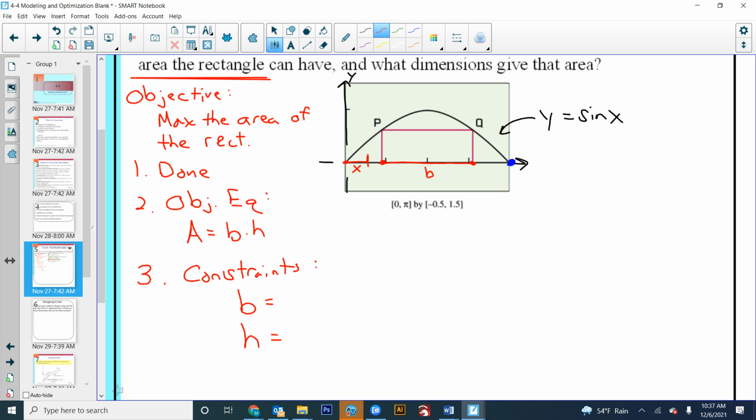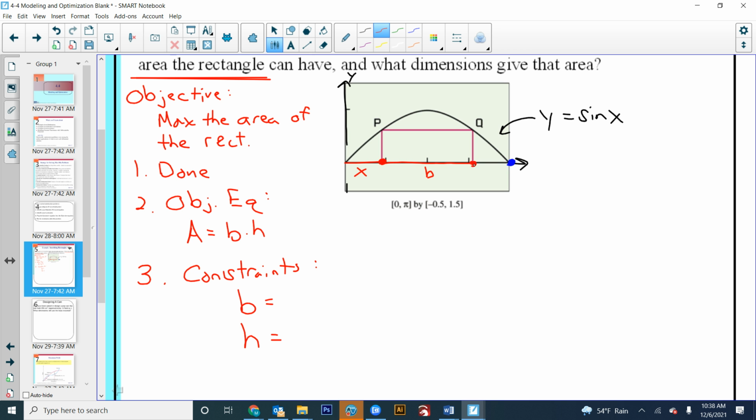So don't call b, don't call it x. Because is b a distance from the origin? No, but base it on what x is. What if this point down here, what if we say this point is x units away from the origin? Are you with me? Is that okay? To call that starting point x units from the origin? Yes. Okay.